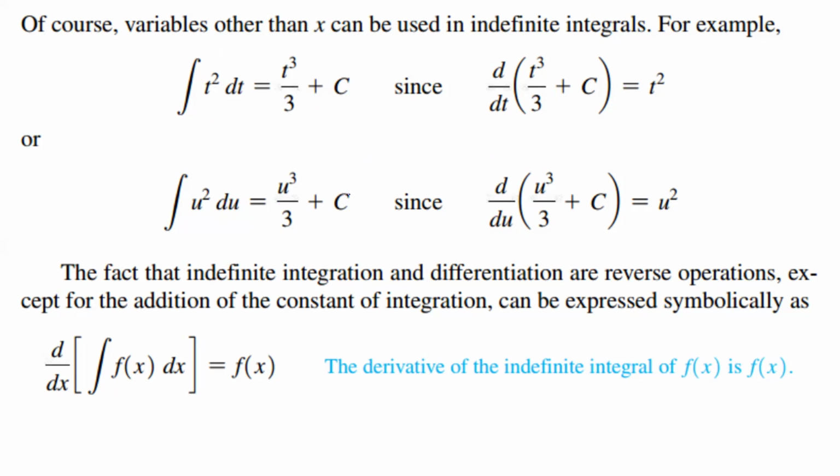Now, the fact that indefinite integration and differentiation are reverse operations, except for the addition of the constant of integration, can be expressed symbolically as the following. Basically, this derivative is doing the reverse of this integration. When you take the derivative of the integral, we get back whatever's left, which is just our f of x. So the derivative of the indefinite integral of f of x is f of x. That's what that's saying.